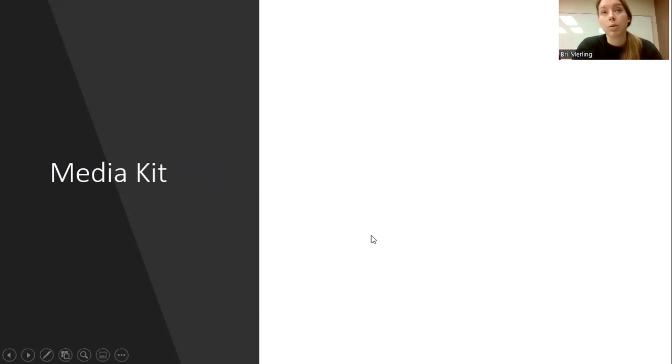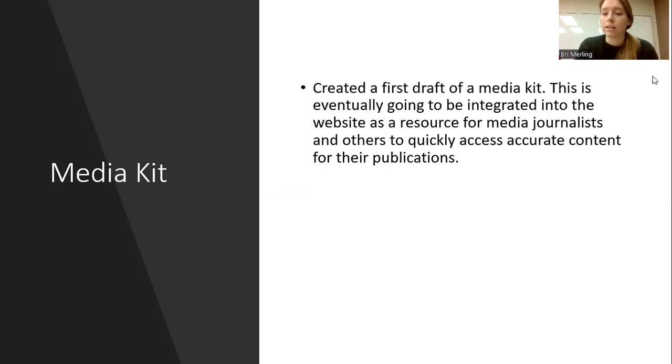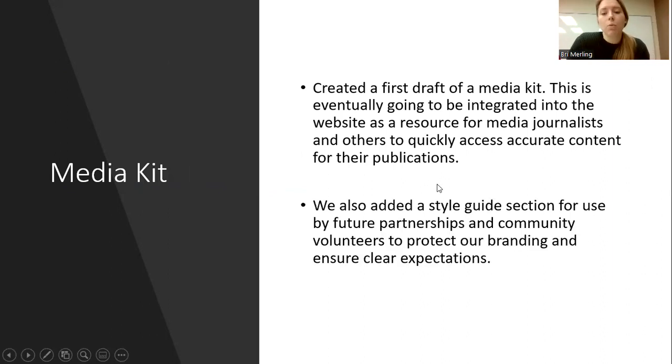Now, the third thing and most interesting thing that I made was a media kit. And this is created to help journalists and those who will be creating publications on the organization to have accurate and quick information to access. Now, we also added a style guide section to this media kit because we wanted to provide clear expectations for future organizations that will brand with us and partner with us. We wanted them to know what we expected from them. So I added that into the media kit as well.